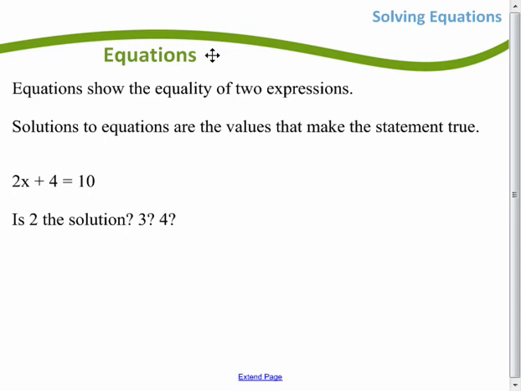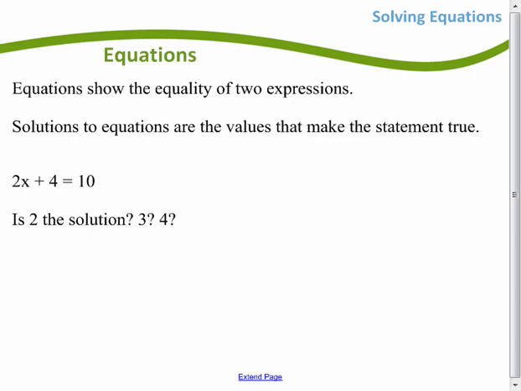So equations are, I guess, the equality of two expressions. And a solution to any equation is all those values that make the statement true. When you look at this particular equation, you might be able to just say in your head what the answer would be. But we'll look in this video at ways that I can solve that.